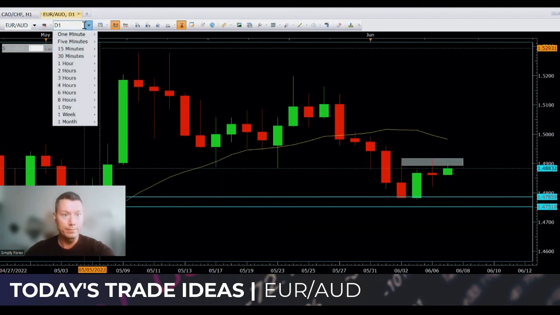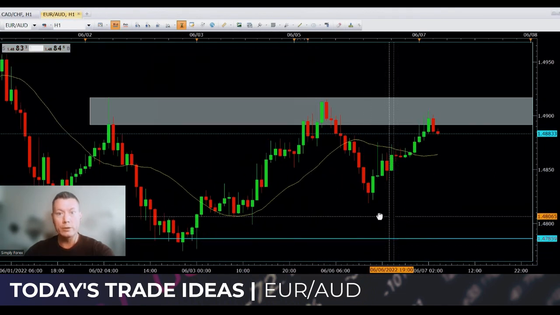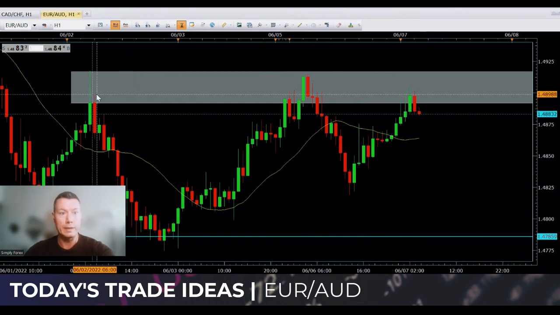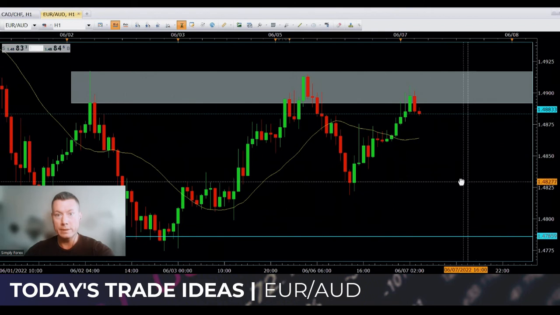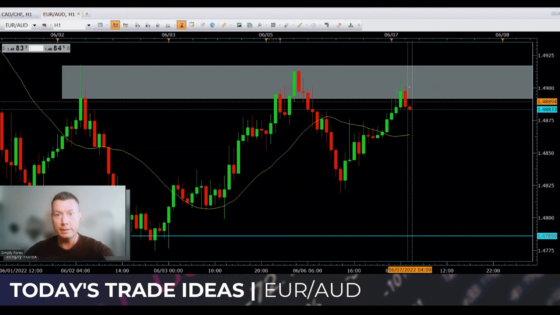Let's look at H1 now to see how we can enter this pair. Guys, we've just got the one grey zone, and that corresponds with the once support and now resistance level as well. Price has already reacted in this zone, but again, I'm not interested until we get the European or London Open. So what I expect to happen is price may come down a little bit, then come back up and retest this high or this high. We'll get a bearish candlestick pattern form, and that's our trigger to enter.